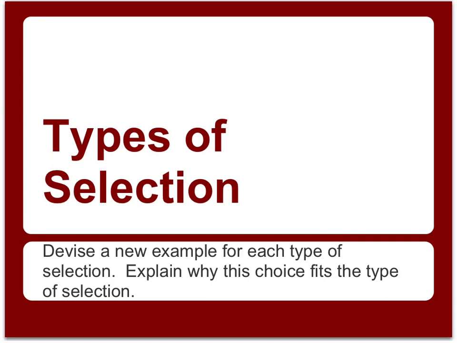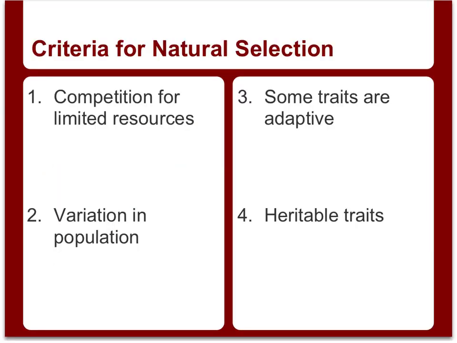All right, you're going to add to those in your Google Docs. So we've defined natural selection, we've defined adaptation, and we've defined reproductive fitness.